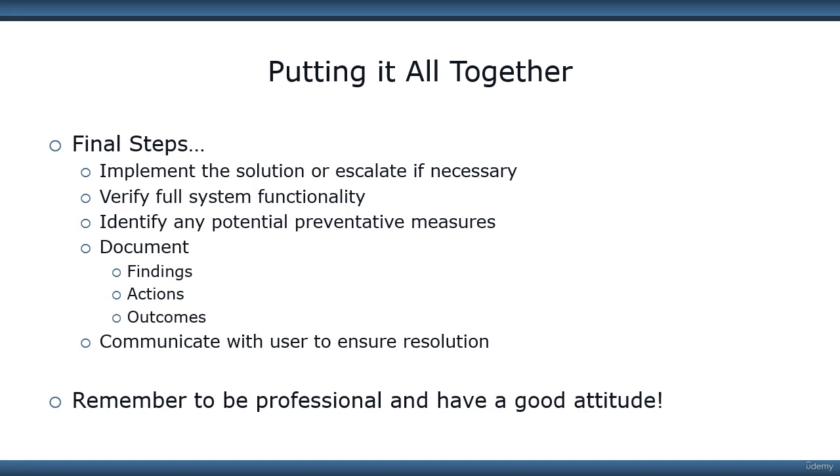If the user, in fact, was somewhat quasi-responsible for what happened, then we can identify where they could have done something different. And then the key is certainly documenting what we found, what actions we took, and what the outcomes were.